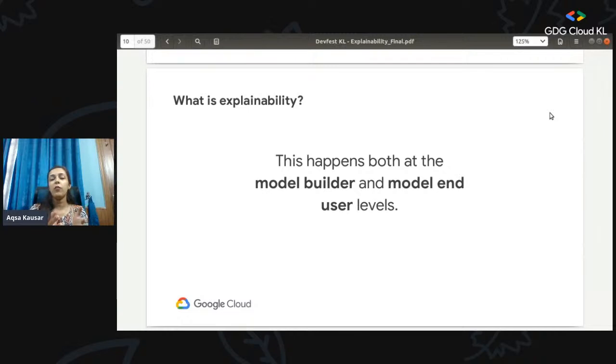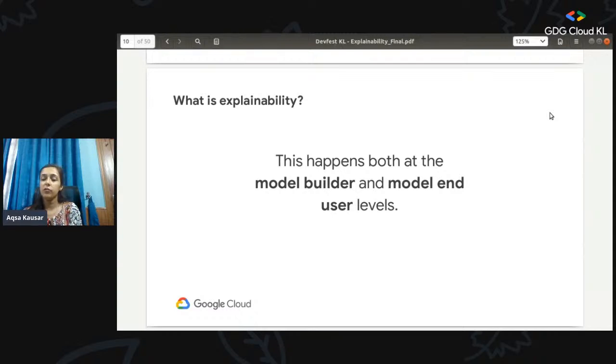Explainability is important for both ends of the machine learning workflow. It's not just important for people who are building the model, but also for people who are using that model. For people building the model, it's important because they can use it to improve their model's behavior, to understand and debug the model, and to make improvements and adjustments to it.